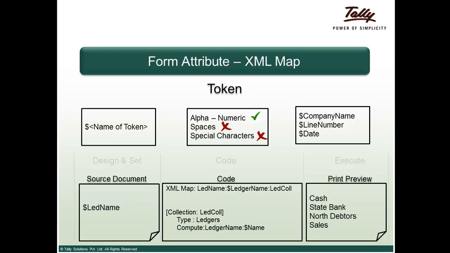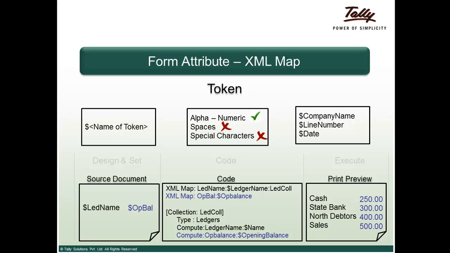Now, if the ledger opening balances are also to be printed, the token is specified in the same line in the source document, and the XML map is specified in the code. Now, you may wonder how the system sets the XML map OBBAL from the value from the collection, while we have not specified any collection name in the XML map.